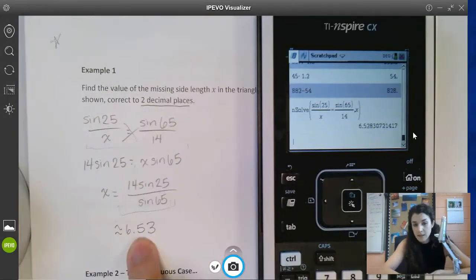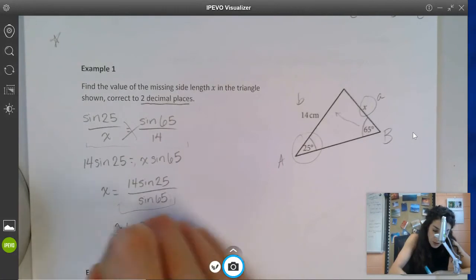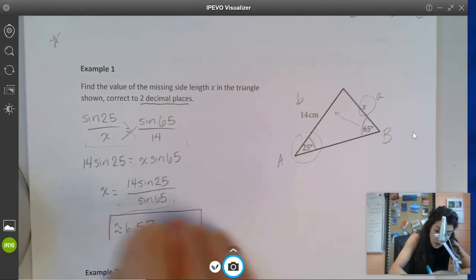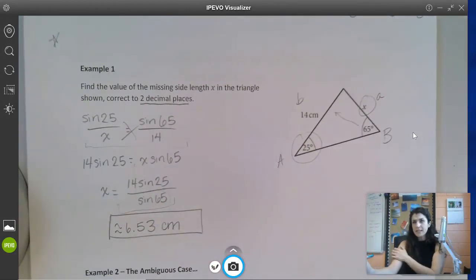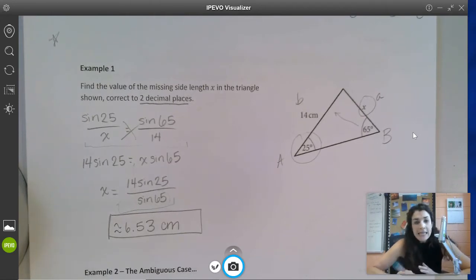Two decimal places, centimeters. Don't forget to use your numerical solve. On TI 84s, it's in, I think, math, and then you scroll up and it's solver. I think. Ask me when you come to class, and if it's not there, then we can go through that together. All right, and that's it.